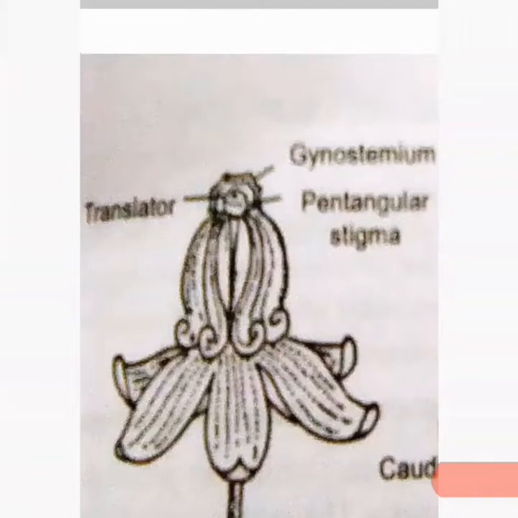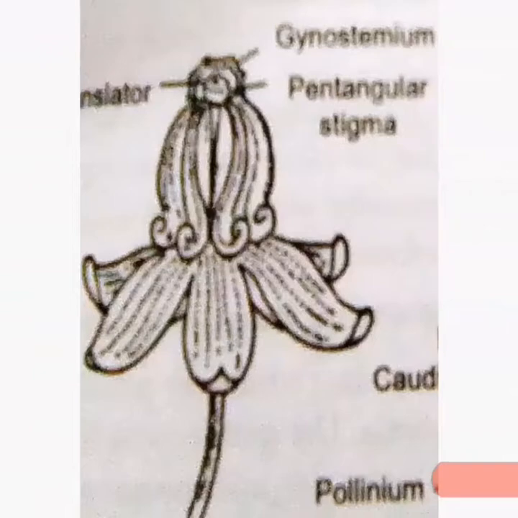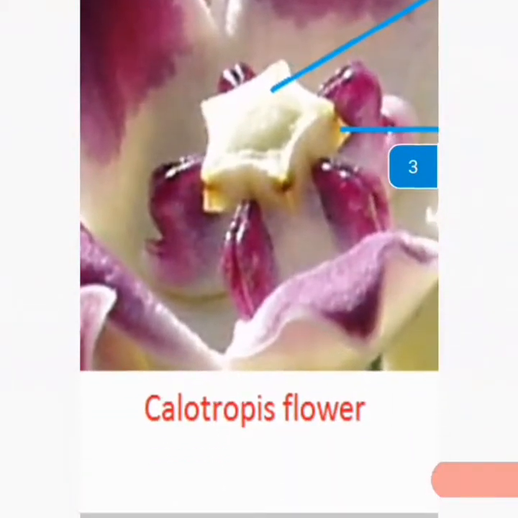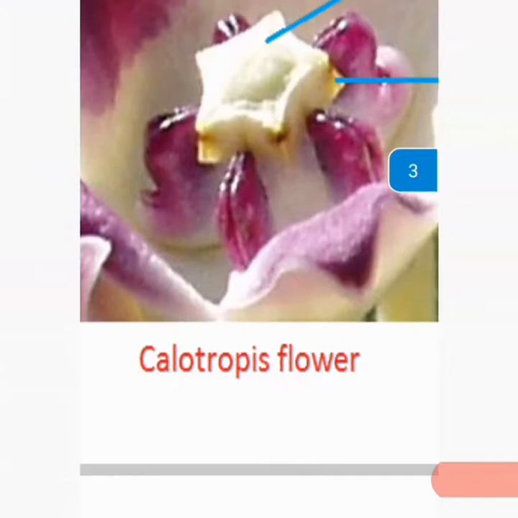Here these structures are nothing but the staminal corona, and 5 corollas are seen. Below the pentangular stigma, there is the staminal corona. Here this dark purple colored portion is nothing but the staminal corona. So with this dark black colored translator, at 5 angles of this pentangular disc or the pentangular stigma, these pollinia are attached. These pollinia are hanging, and they are only stuck to this pentangular stigma by the translator.